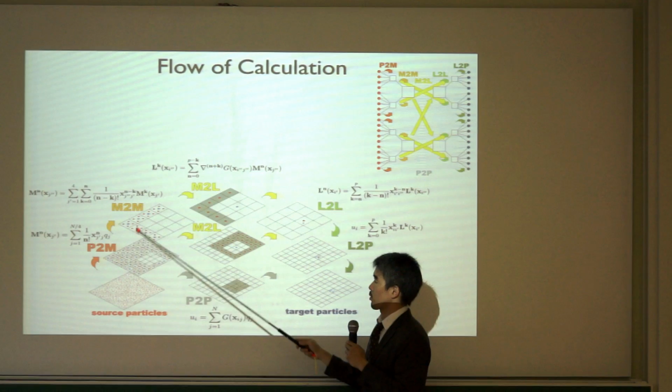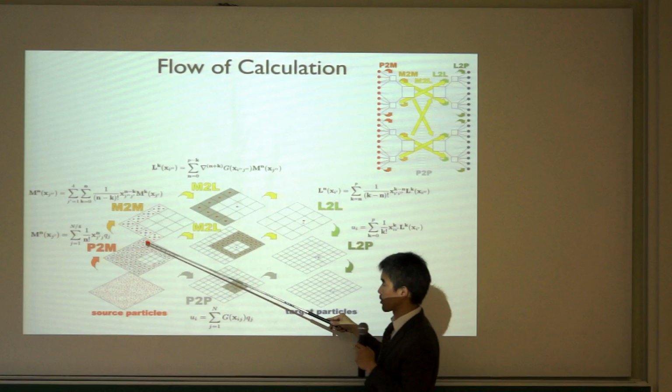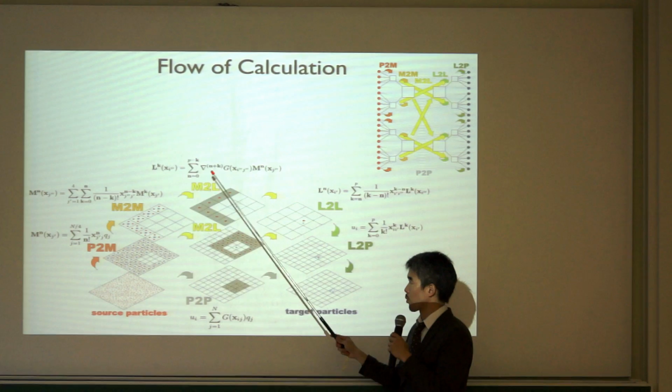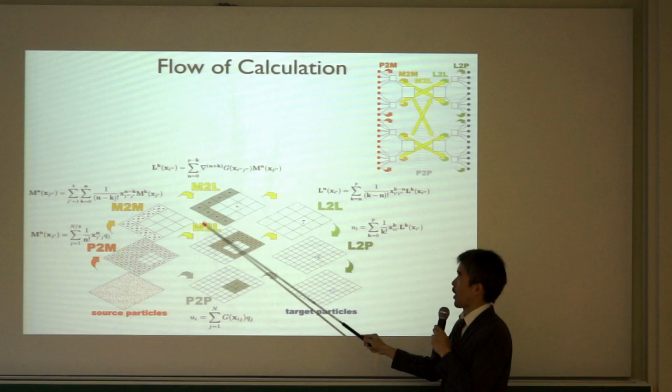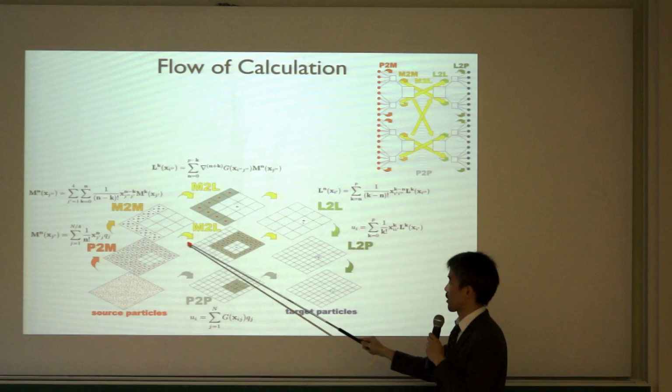Once you reach the top, you have all the multiple expansions, M, at all levels and all boxes in the tree. So your tree is full of multiple expansions now. You have a full tree full of multiple expansions. With that information, at the high level, you can calculate the local expansion of this big box using the big multiple expansions that you have at this level.